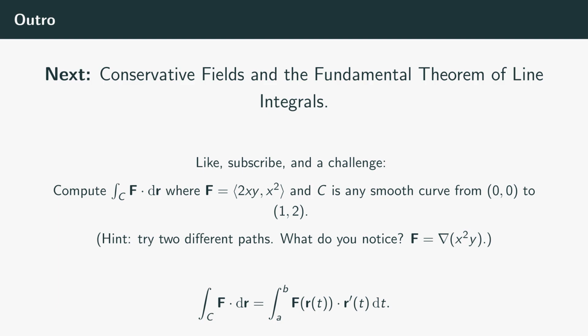Compute the line integral over c of f dot dr for f the vector 2xy, x squared along any smooth curve from the origin to 1, 2. Try two different paths, a straight line and the broken path going right then up, and see what you get.